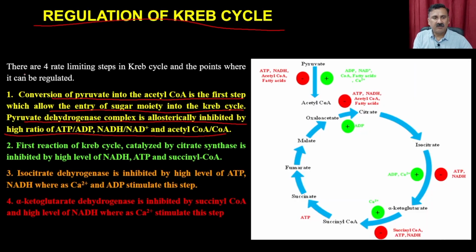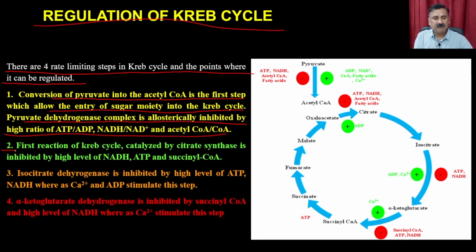control the energy production. Okay, so there are 4 limiting steps for the Krebs cycle at the point where it can be regulated. The first step is the conversion of pyruvate into acetyl-CoA, the step at which all the sugar molecules are entering. And this pyruvate dehydrogenase complex is allosterically inhibited by the high ratio of ATP and ADP and acetyl-CoA versus the coenzyme A.